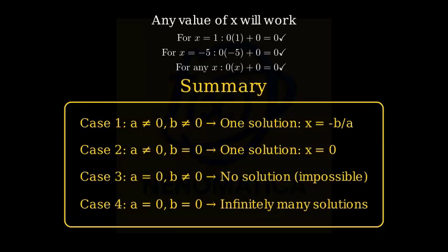The equation is impossible. Case 4. When both a and b equal 0, there are infinitely many solutions. Any value of x works. These 4 cases cover all possibilities when solving linear equations. Understanding these cases helps us quickly identify what kind of solution to expect when given a linear equation.